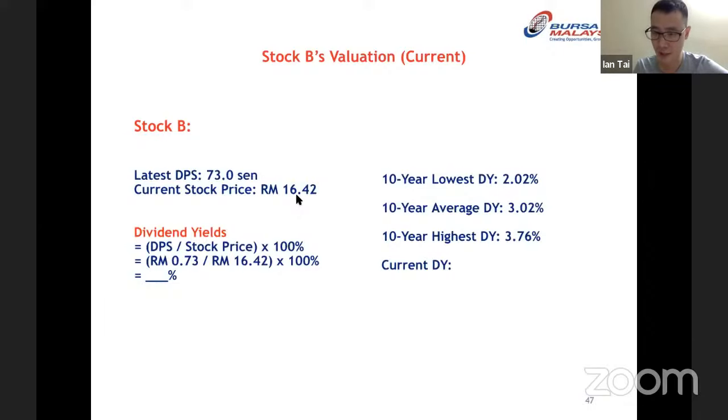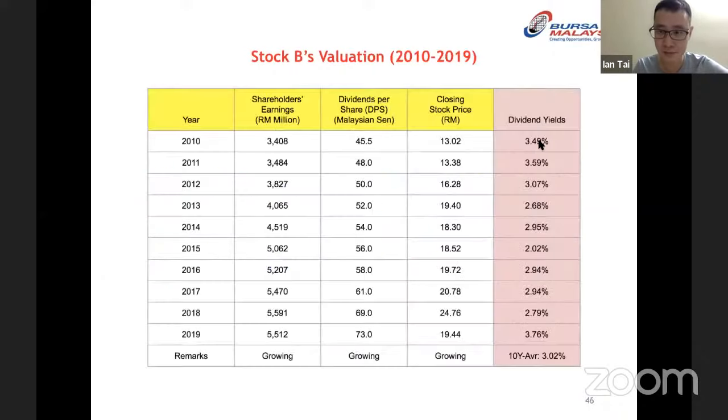How many of you here are getting 4.44 or 4.45? All right, type in the chat box. A lot of you are getting either 4.44 or 4.45. The difference is negligible. Yes, everyone is actually getting the correct answer. Now, the current dividend yield is 4.45. I'm looking at the past historical: the lowest is 2.02, the average is 3.02, the highest is 3.59.